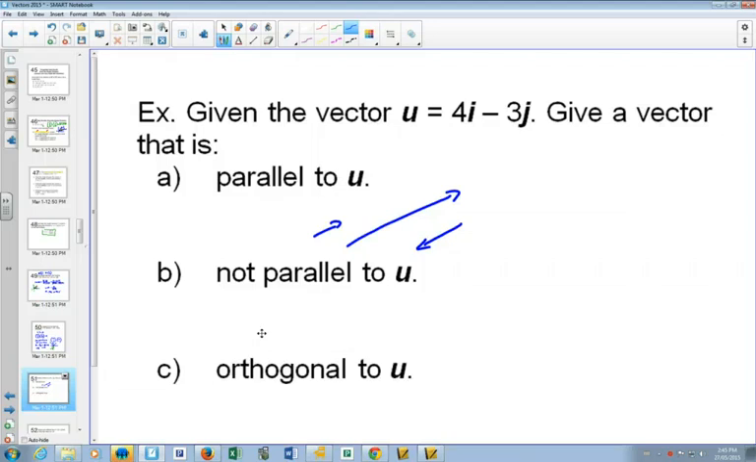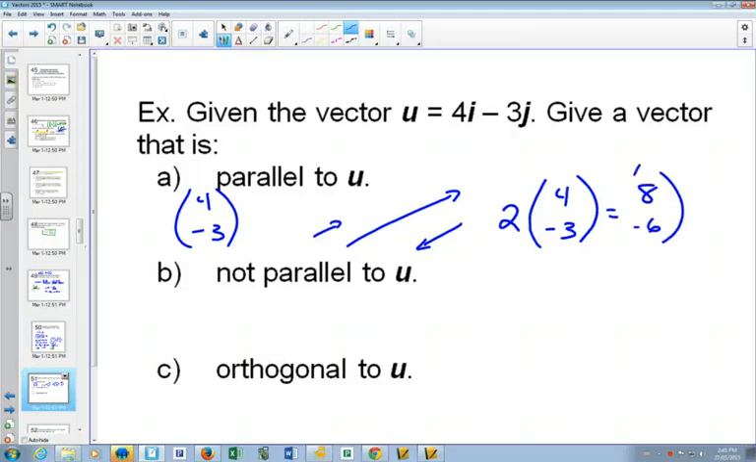So if we want to find a vector parallel to (4, -3), we just need to find something that goes in the same direction. So any multiple of this, for example, you could choose (8, -6), would be parallel. We could also use a fraction. What is special about this one that I just chose? (1/5)(4, -3).